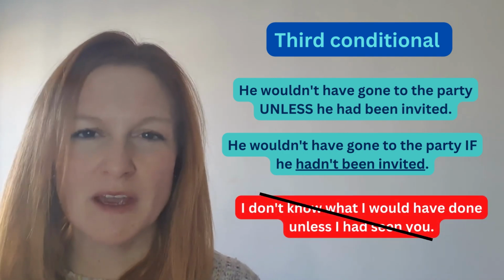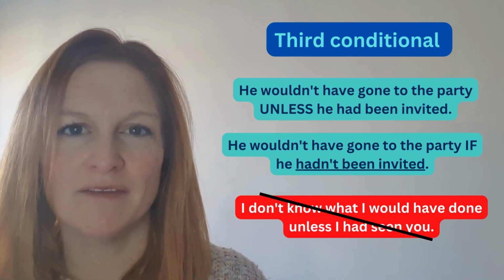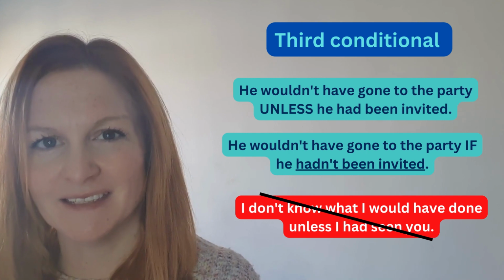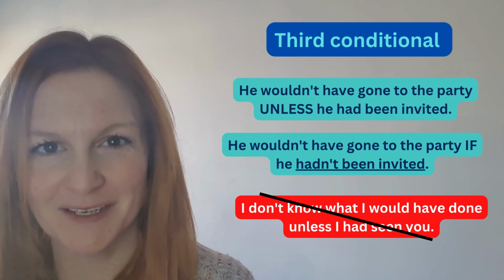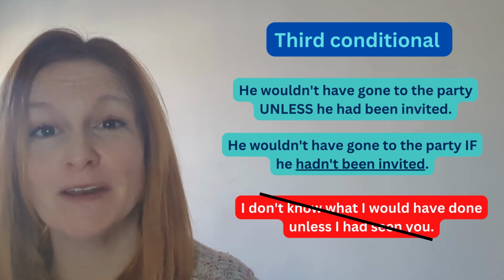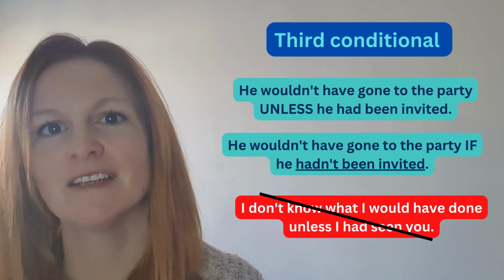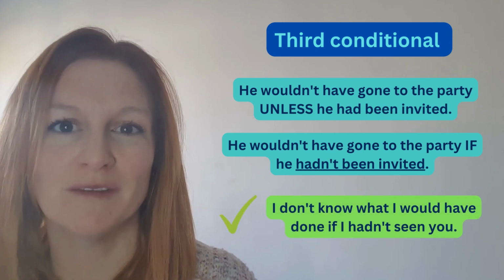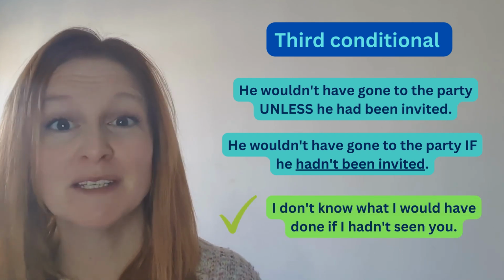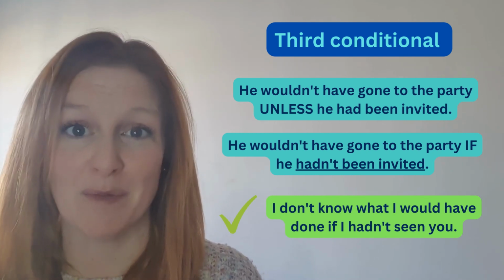Another example when we can't use unless is, I don't know what I would have done unless I had seen you. But I did see you. Okay, so I can't use unless in this case because I know that I saw you. I know what was true. So the only way that we can express this third condition is, I don't know what I would have done if I hadn't seen you. I'm speculating about how things could have been different if something hadn't happened in the past.